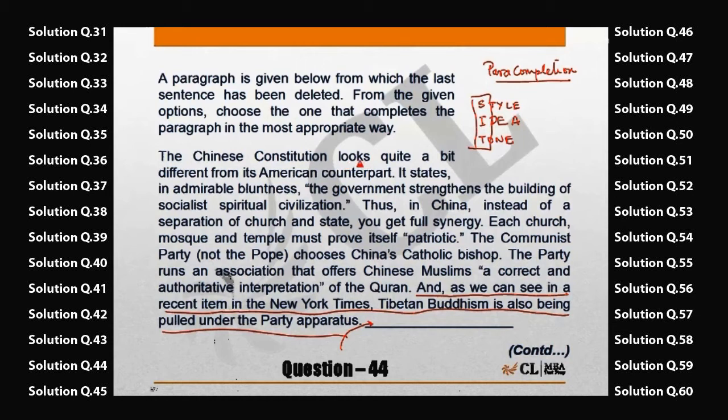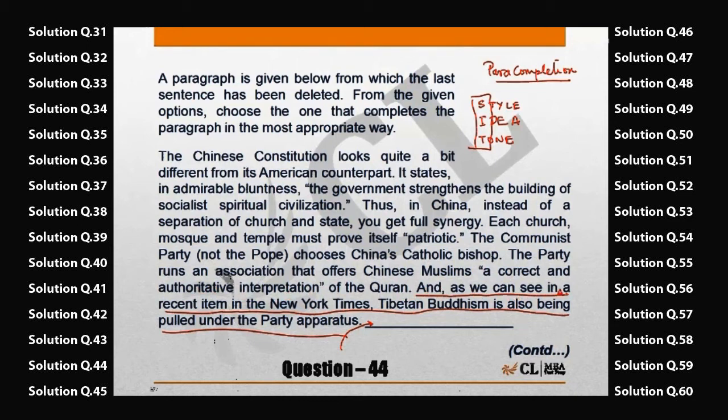The Chinese constitution looks quite a bit different from its American counterpart. It states in admirable bluntness, the government strengthens the building of socialist spiritual civilization. Thus, in China, instead of a separation of church and state, you get full synergy. Each church, mosque and temple must prove itself patriotic. The Communist Party, not the Pope, chooses China's Catholic bishop. The party runs an association that offers Chinese Muslims a correct authoritative interpretation of the Quran.